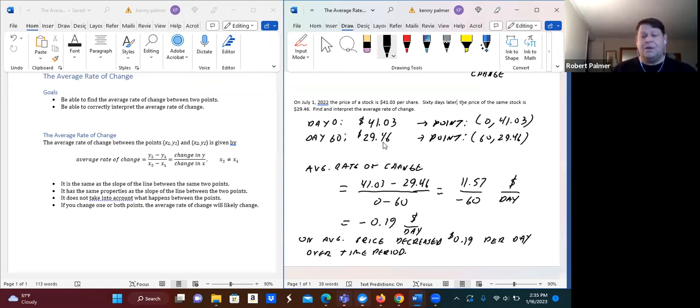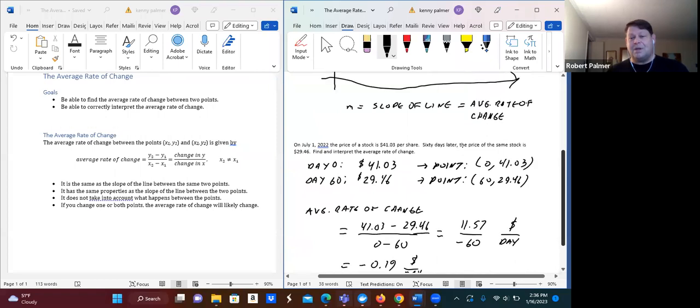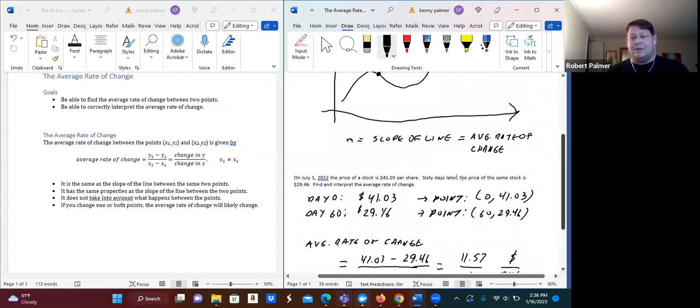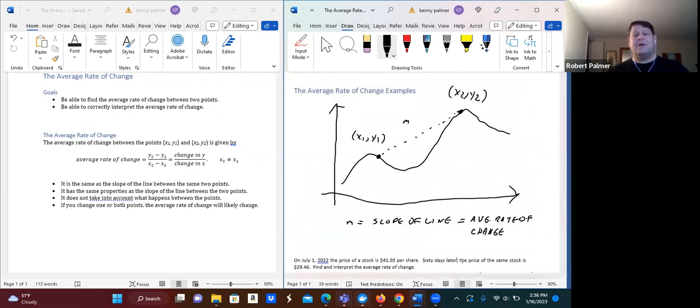And if you change this to a different day, a different time, then this average rate of change will most likely also be different. It's not a property of the function you're studying. It's just looking at two distinct points in time and saying what happens between those 2 points. That's what the average rate of change is. Finding it has the same properties as the slope.